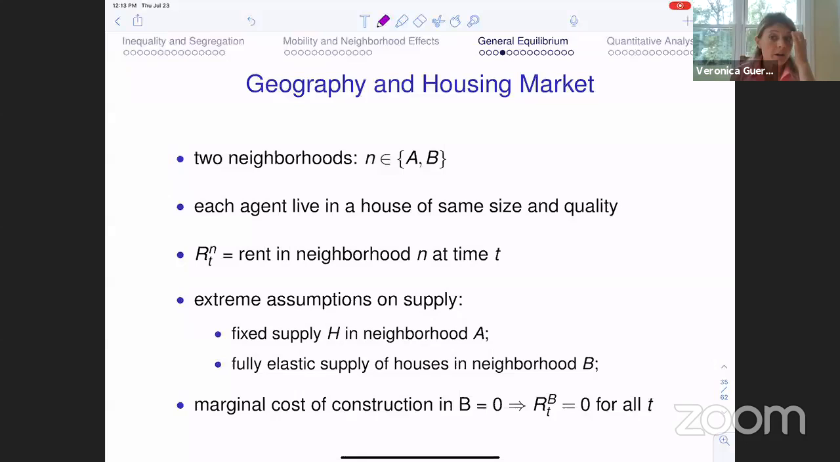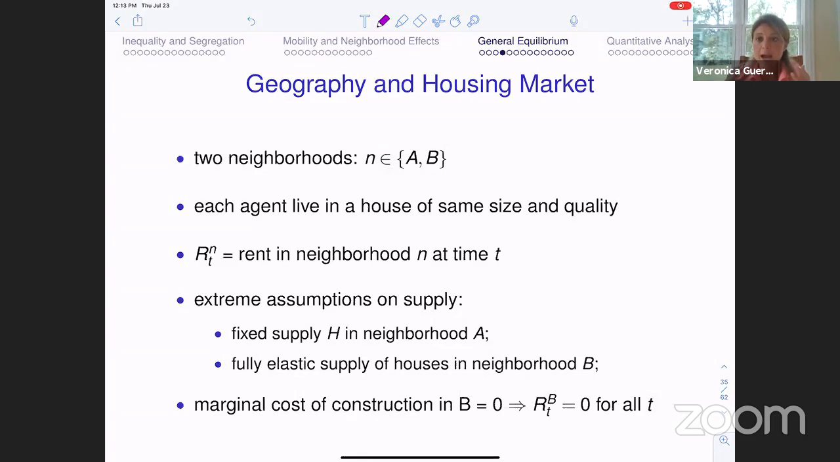So on the geography, in the paper, we assume a two-neighborhood structure. Our model is a model of an MSA, so of a city, and we are going to think about two neighborhoods, A and B. Each agent lives in a house of the same size and quality.